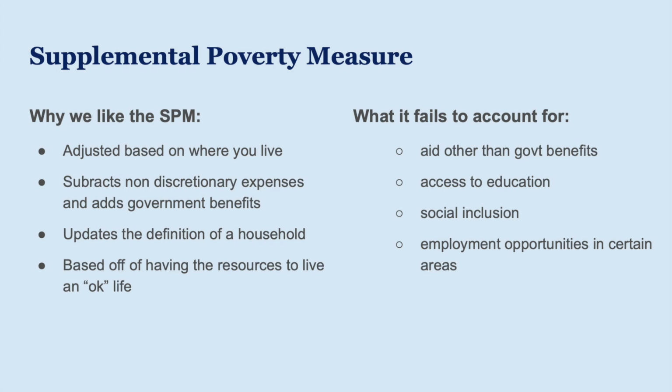The SPM is also adjusted based on where someone is living, acknowledging that different areas have different costs of living and therefore are going to require different amounts of income. It updates the definition of a household, including foster children and people that are unrelated but living together, as part of the family. These are situations that are not uncommon nowadays, so it is important that it is recognized.